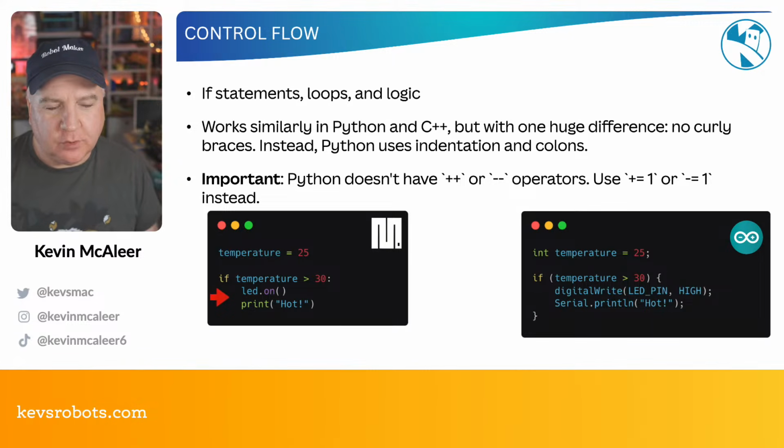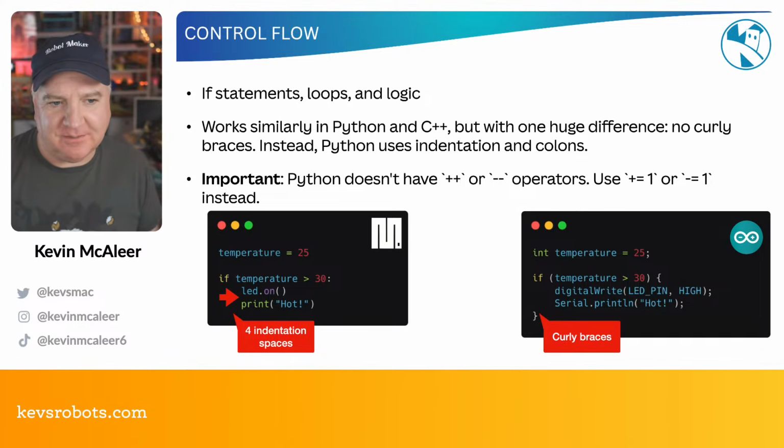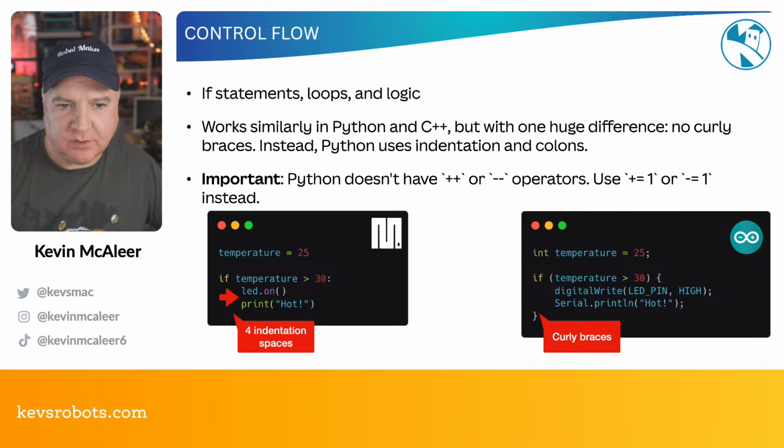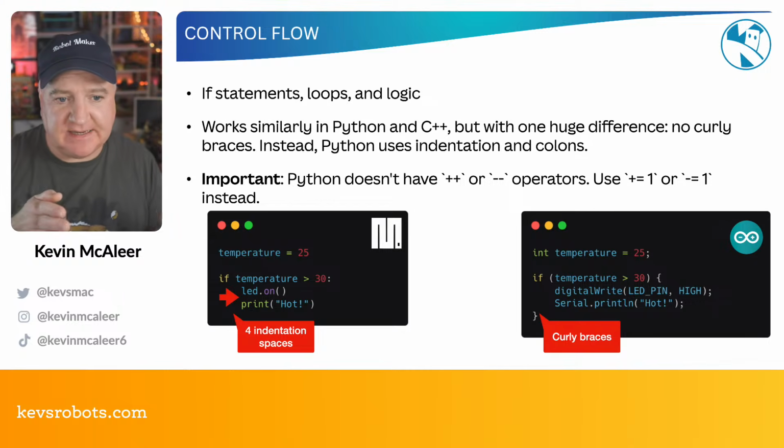So control flow, if statements, logic, and loops. They pretty much work in the same kinds of way between Python and C++. There's no kind of extra loop controls. What you will notice though is how blocks of code are defined. So in Python we don't have curly braces, we just have indentation.